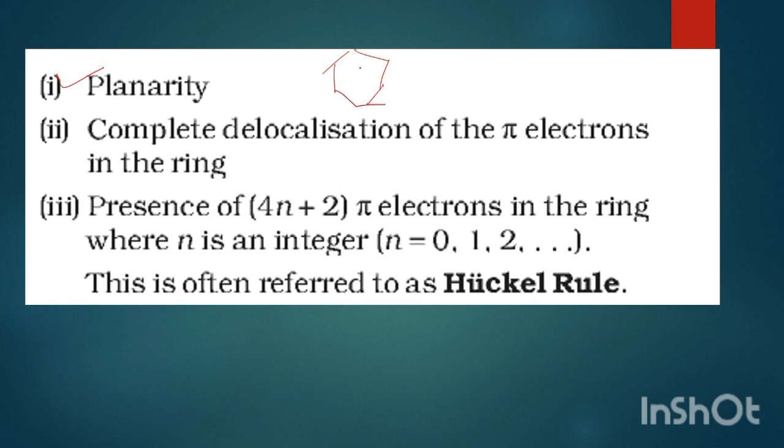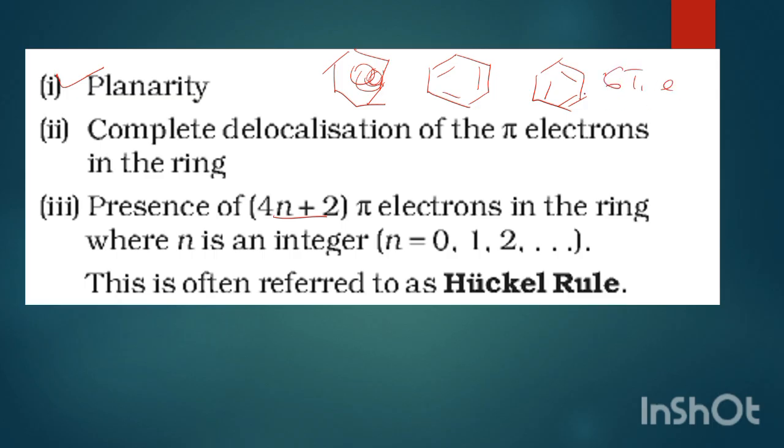Next, there should be complete delocalization of pi electrons, which means, as in the benzene ring, the electrons are not fixed, that is, they are delocalized and keep moving around a circle. Next is the presence of 4n plus 2 pi electrons. For example, if we compare it with benzene, it has 6 pi electrons. How does it have 6 pi electrons?